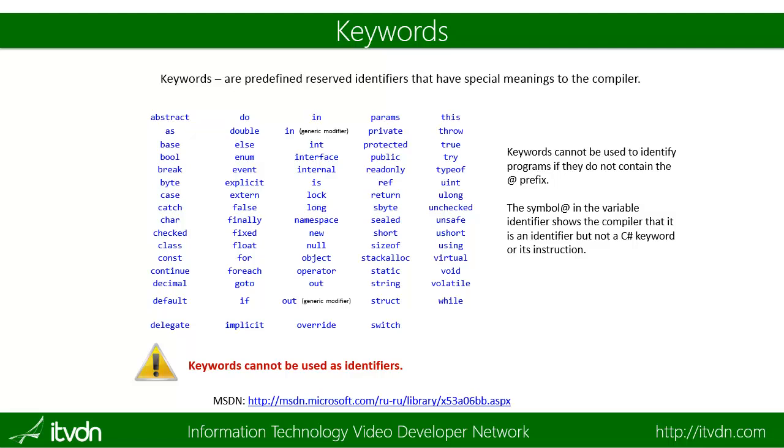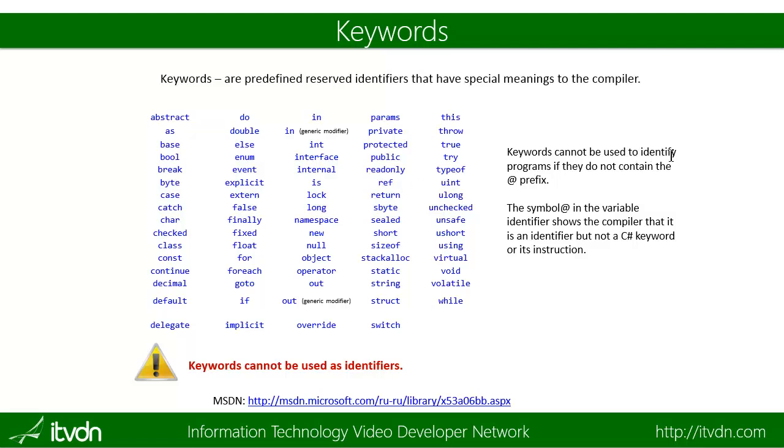Keywords are predefined reserved identifiers that have special meanings to the compiler. Things like abstract, base, as, bool, break, byte, case, well, you have a lot of them here. Of course, we have seen some of them, things like bool, we have seen byte, we have talked about char, decimal, and don't worry, throughout this course we'll take a look at basically all of them, just one step at a time.